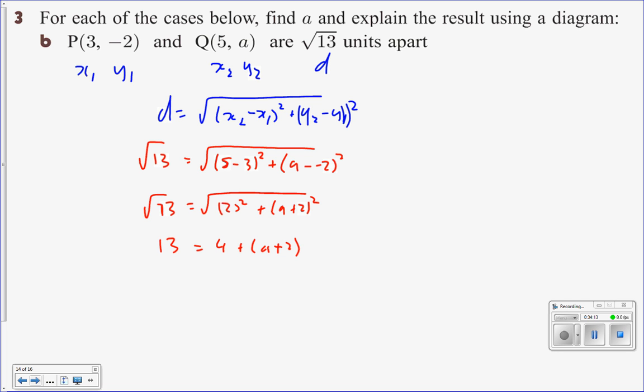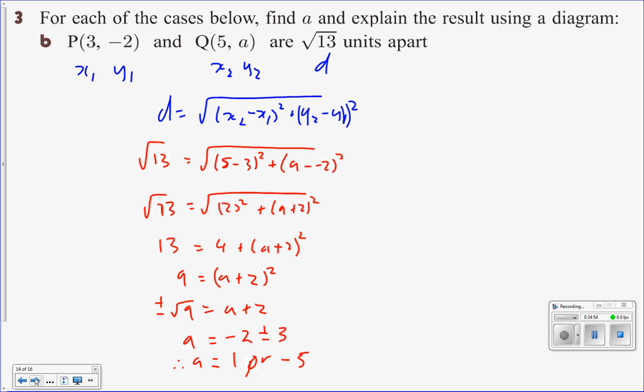Opposite of adding 4 is taking 4, so 13 take 4 is going to give me 9 equals a plus 2, all squared. So now we need to do the square root. So we're going to have the plus and minus square root 9 equals a plus 2. So do the opposite. Opposite of adding 2 is taking 2, so take 2 plus or minus 3. So therefore a is going to be -2 plus 3, which is going to give me 1, or -2 take 3, which is going to give me -5.